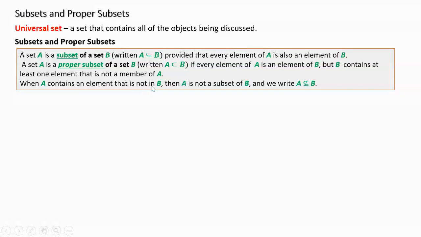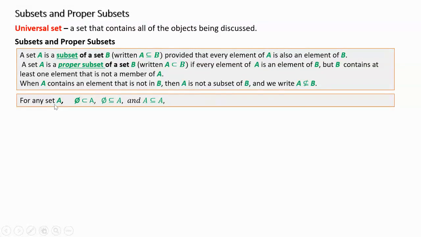When A contains an element that is not in B, then A is not a subset of B. We write it with a slash over the subset symbol, meaning A is not a subset of B. This is the notation. Okay, now for any given set, here they say set A, the empty set is always a subset and a proper subset of any set. And also a set is a subset of itself. Let's give some examples here.